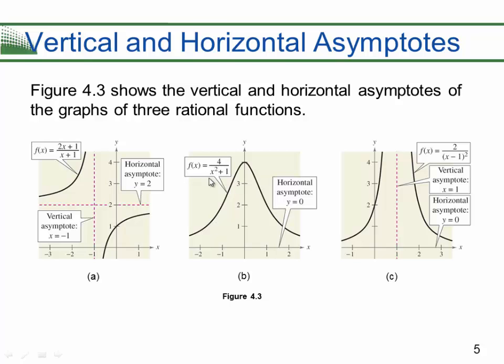This function, 4 over (x squared plus 1), has a horizontal asymptote y equals 0 right here. So as x goes to positive infinity, the function goes down to 0. Same thing with negative infinity. Here's another function. This one has a vertical and horizontal asymptote. The vertical asymptote is at x equals 1. The horizontal asymptote is at y equals 0.